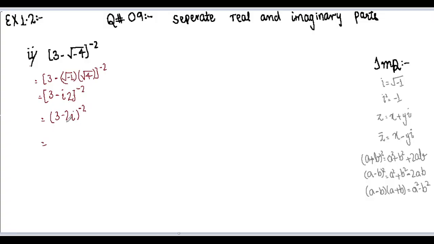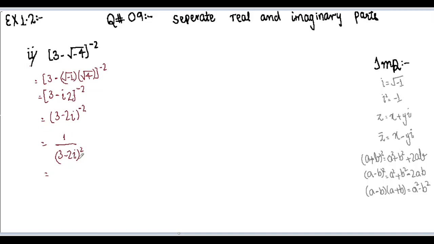I told you in the previous part that to remove this negative sign, we have to change the numerator into denominator and denominator into numerator, and here the numerator is 1, so we are going to write it as 1 divided by (3 minus 2i) whole raised to the power 2. Okay, now we have to find its square.